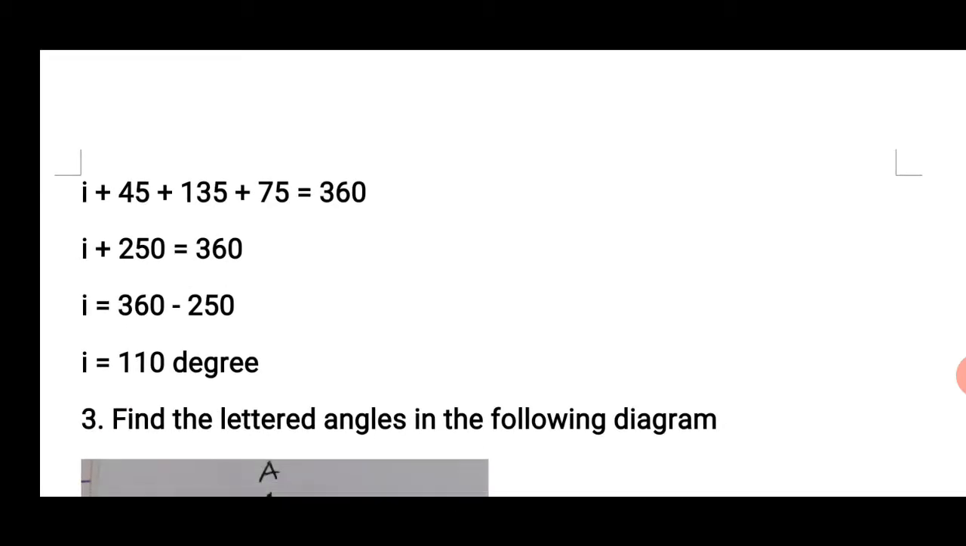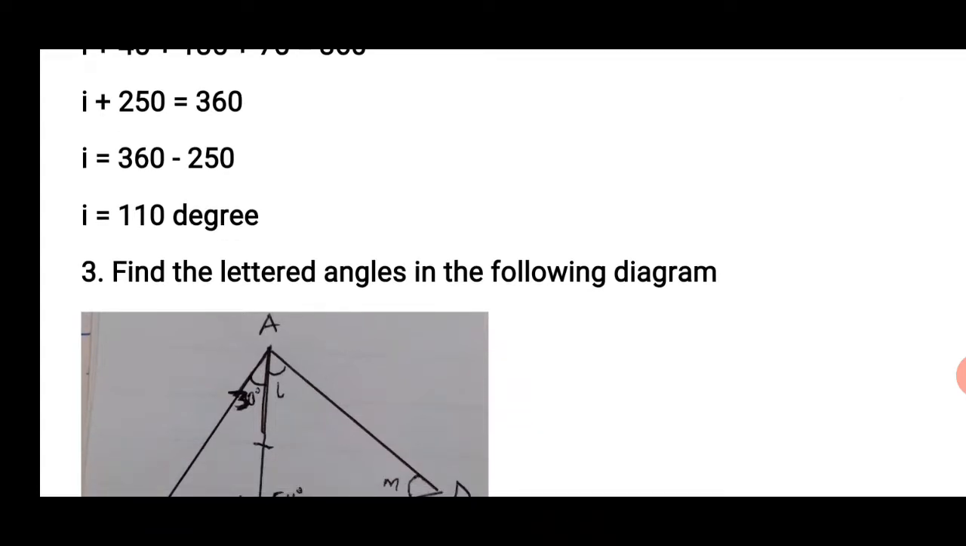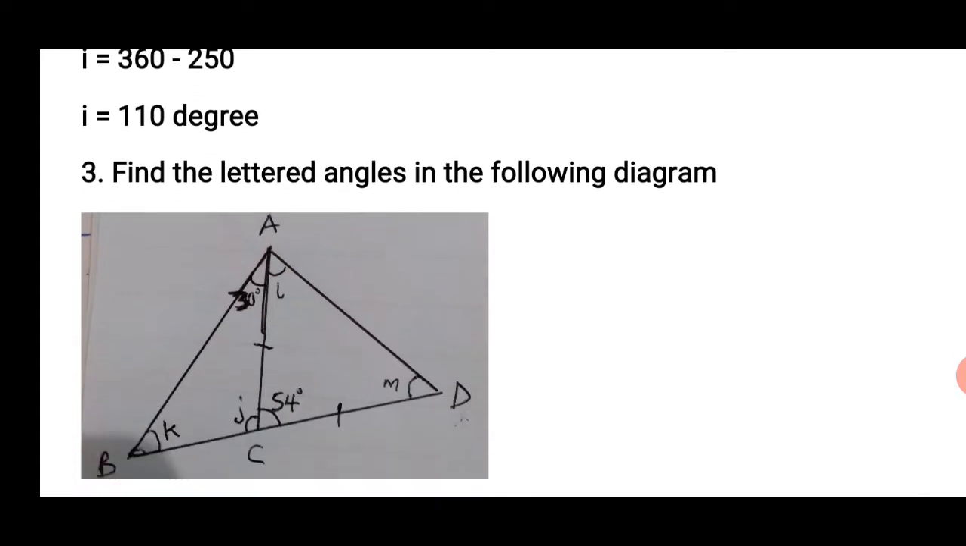Then what we had, 45 plus 135 plus 75, we are going to have 250. So I plus 250 is equal to 360 degrees. Then we transfer 250 to the other side where it becomes negative. Then it becomes I is equal to 360 minus 250. Then we have I is equal to 110 degrees. That is the value of I in that equation. So all the angles in that diagram have been determined, have been calculated.